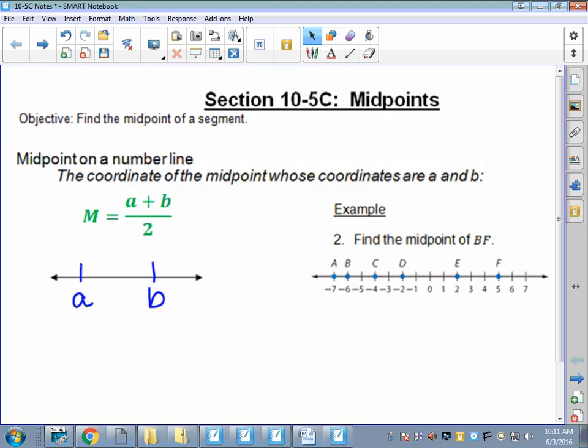Don't confuse that with the distance. Remember, we took the absolute value of the difference of them in any order. Here, we're going to take A plus B and divide it by 2. Since we're adding, the A and the B could actually be in any order.